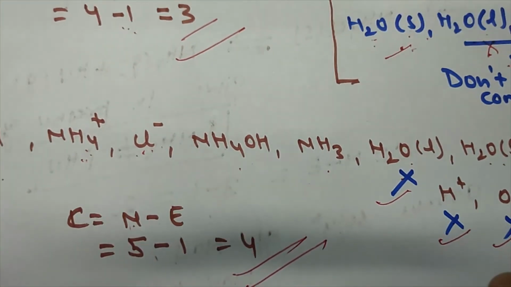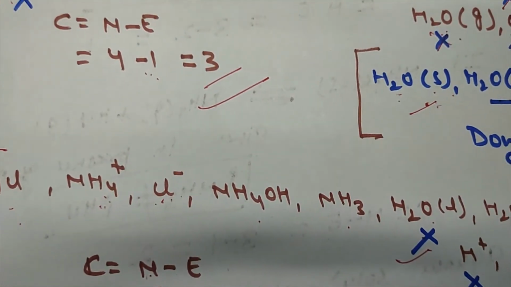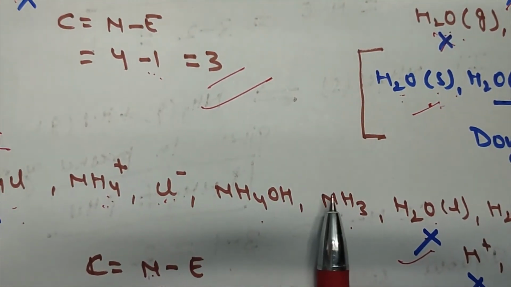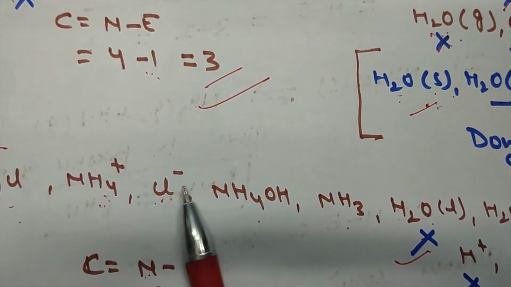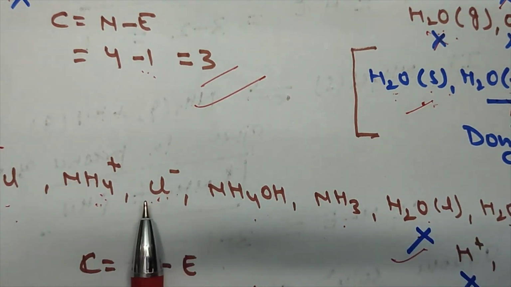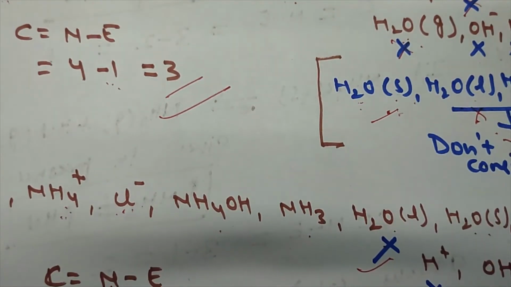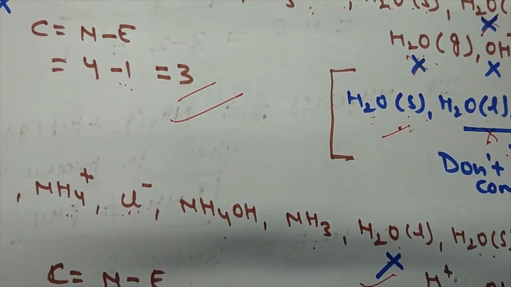Okay guys, now I am going to summarize for this phase. Component can be determined by the N minus E condition. N is the number of chemical species, doesn't matter if same or different, this is the number of chemical species, you may count them there. Okay, E is the number of equations. For this E, if there is a neutral condition and ions, then E will be 1.